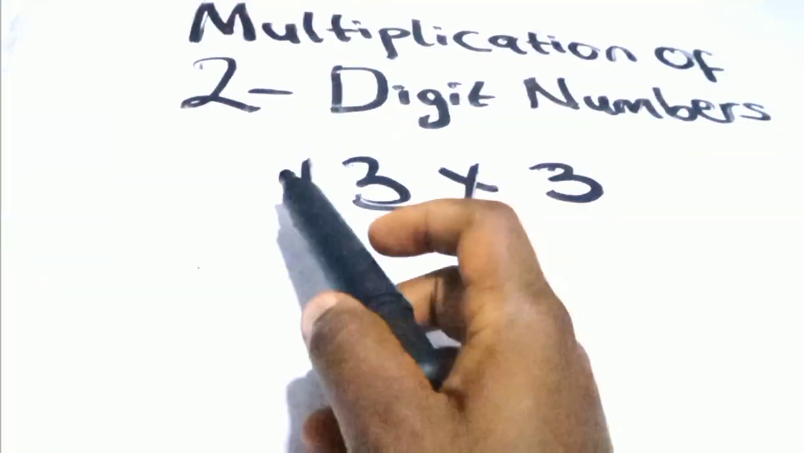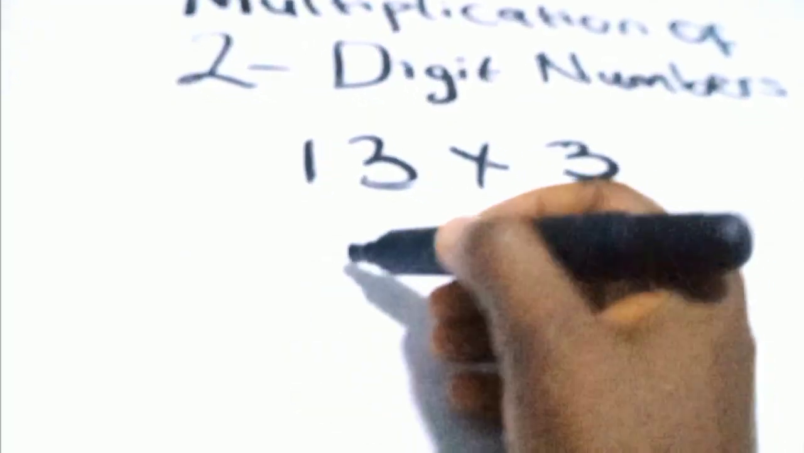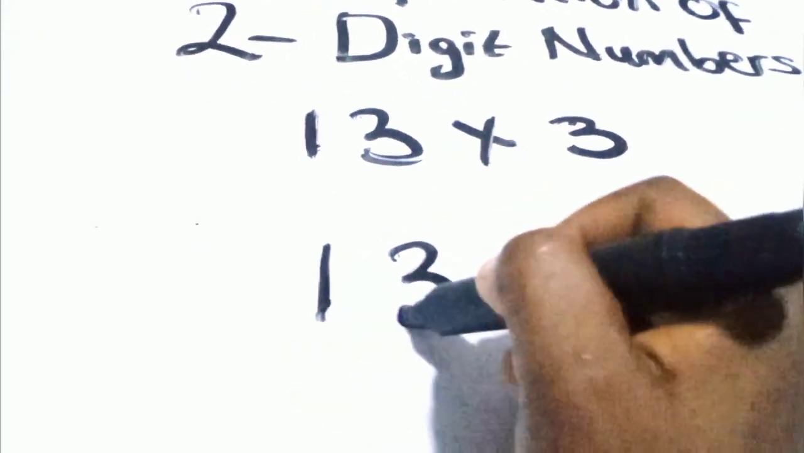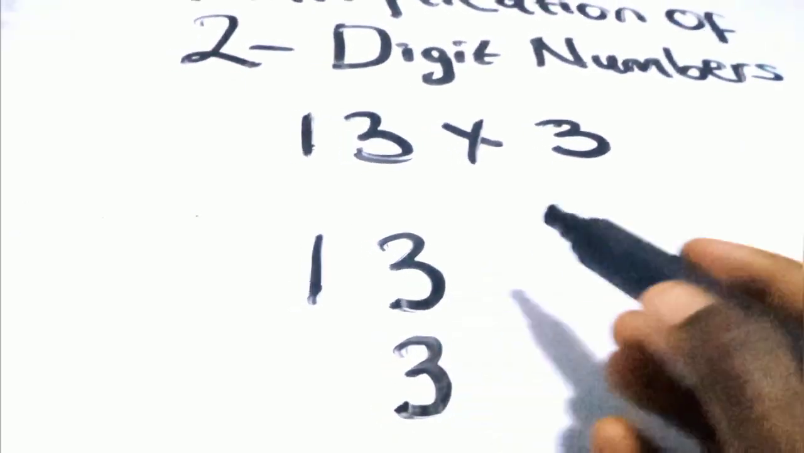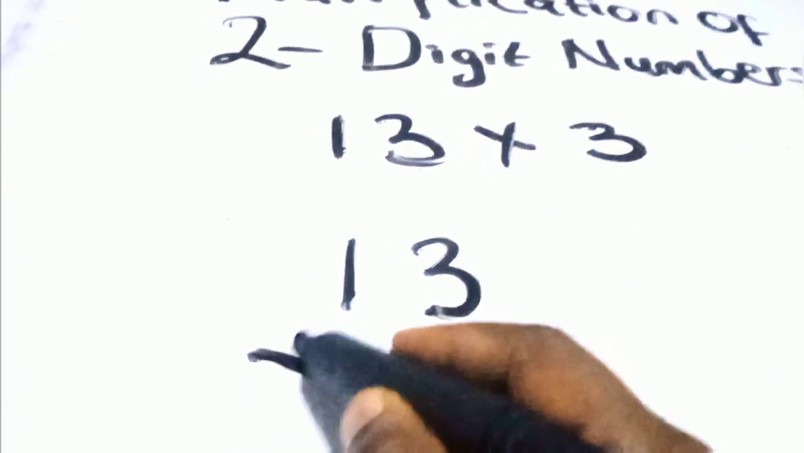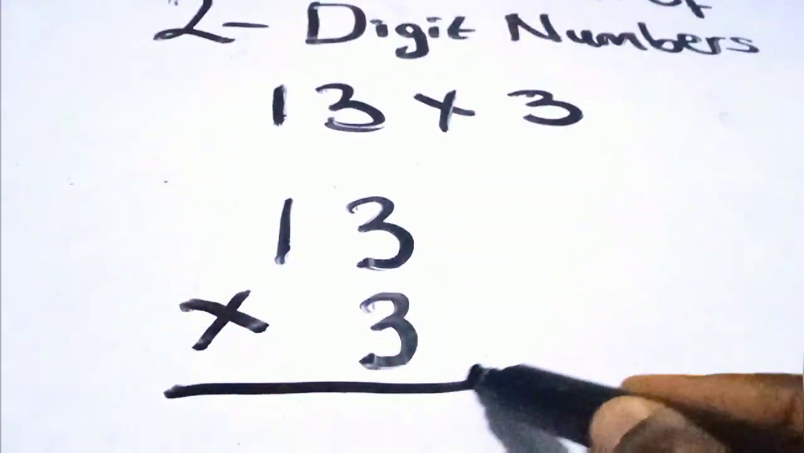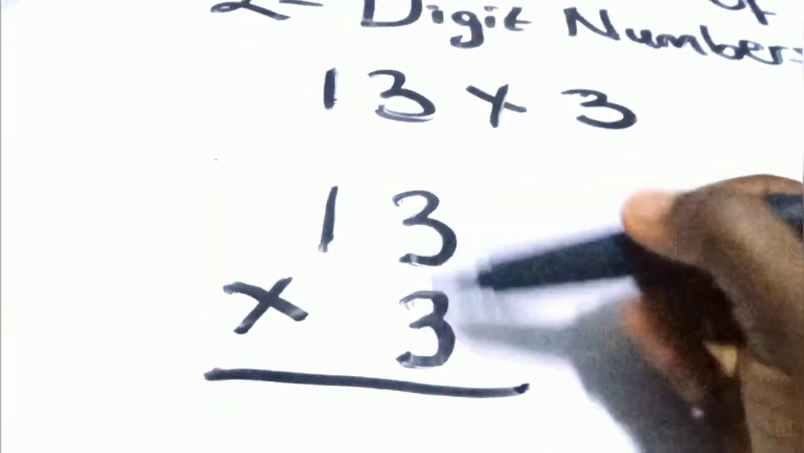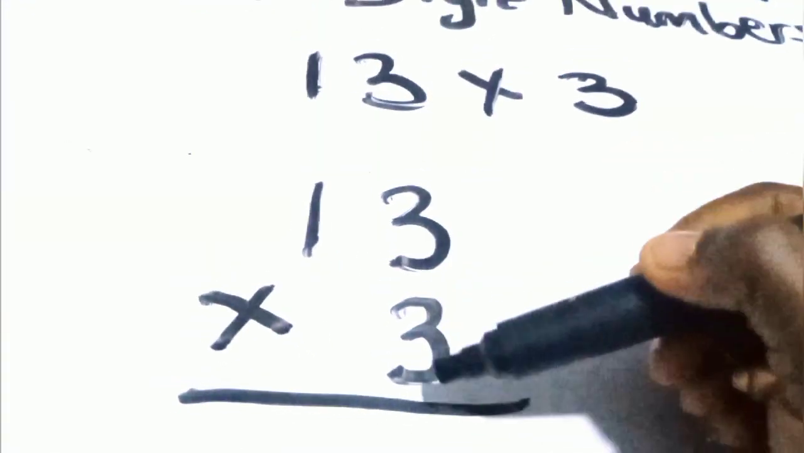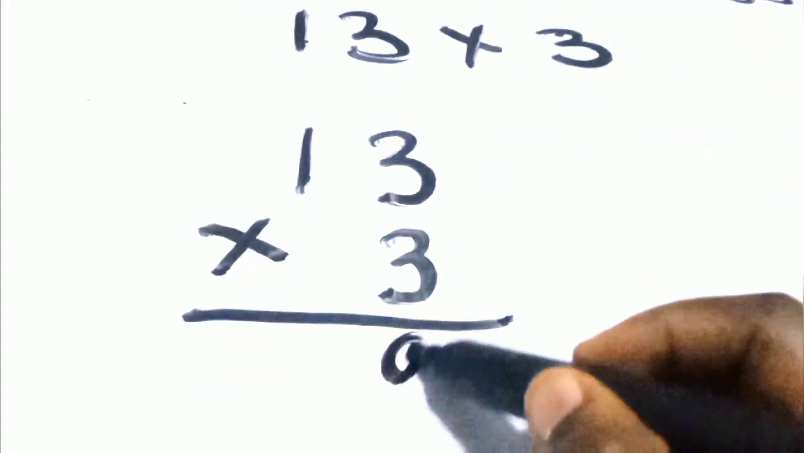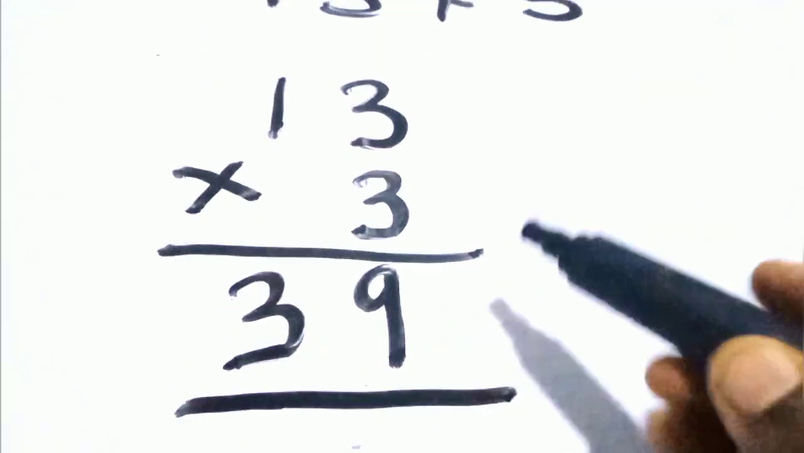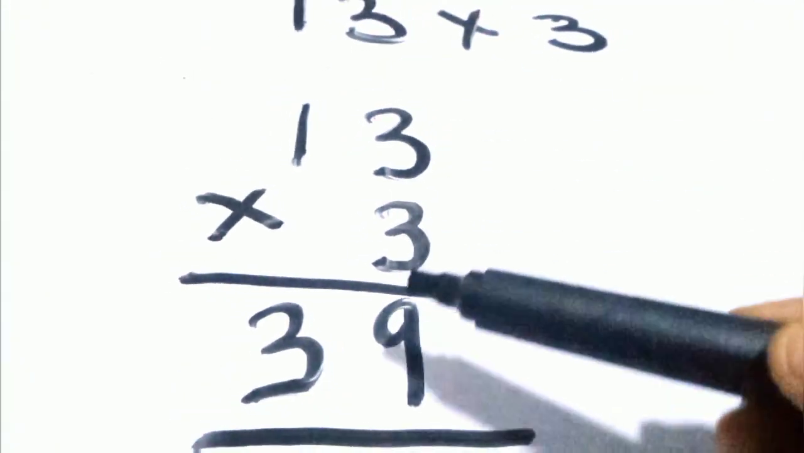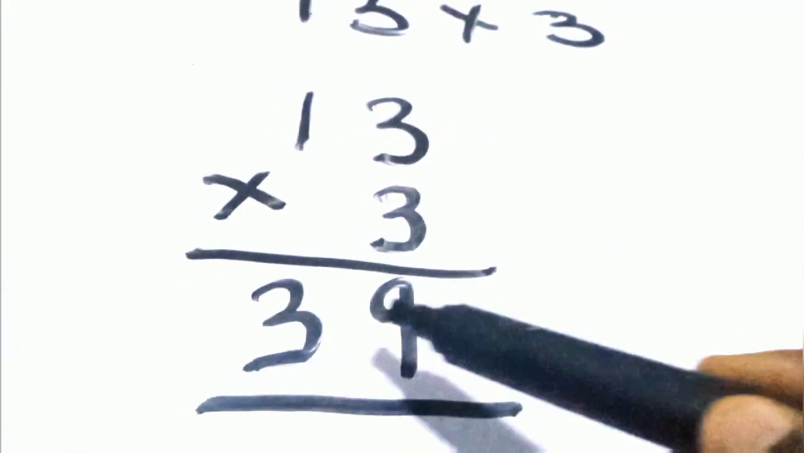In this example, we have 13 times 3. Remember how we set it? You put your 13 up and your 3 down, and the 3 must be under the units. And you put your sign, which is the sign of multiplication. Then rule your line and start multiplying from the units. 3 times 3 is 9, and 3 times 1 is 3. So therefore, 13 times 3 is 39.